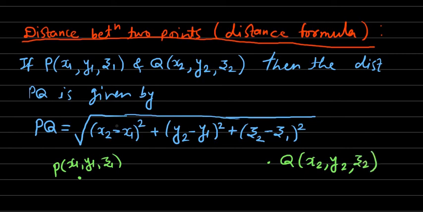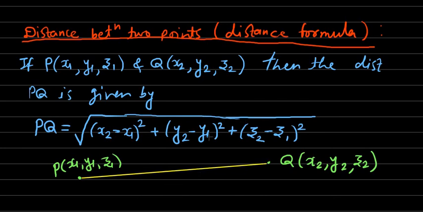These are any 2 points in the space. If these are any 2 points in the space, then the distance between them is obviously given by the formula. That formula is PQ is equal to the square root of (x2 minus x1) square plus (y2 minus y1) square plus (z2 minus z1) square. This is the distance formula that we have.